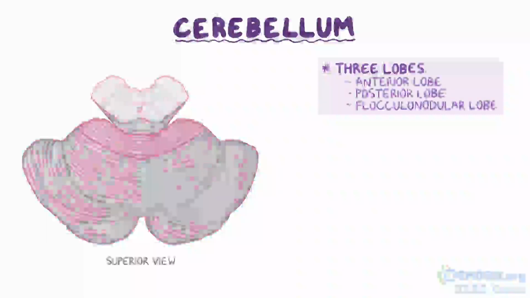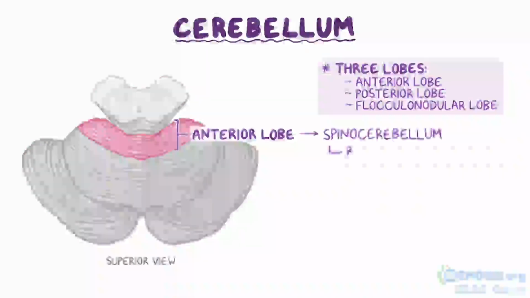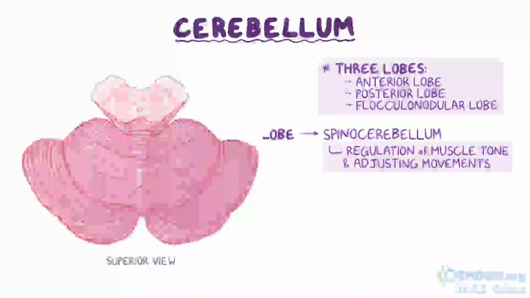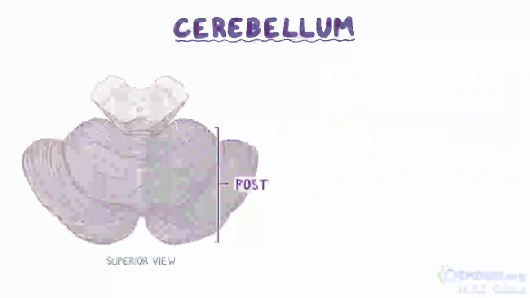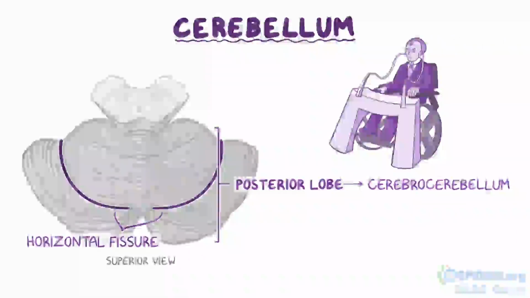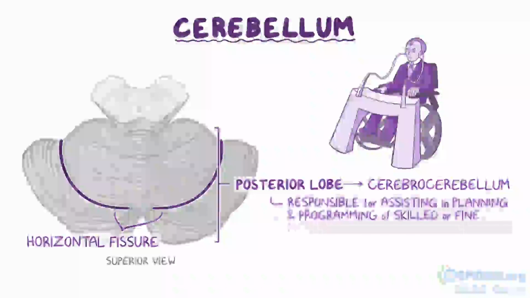From a superior view, we can identify the anterior lobe, functionally referred to as the spinocerebellum, which is responsible for the regulation of muscle tone and adjusting ongoing movements. Posterior to the anterior lobe is the V-shaped primary fissure. From a superior view, and posterior to this primary fissure, is the posterior lobe, functionally referred to as the cerebrocerebellum, or pontocerebellum, which contains a horizontal fissure, separating the superior and inferior surface of the cerebellum. The cerebrocerebellum is the largest part of the cerebellum, and is responsible for assisting in planning and programming of skilled or fine motor movements.